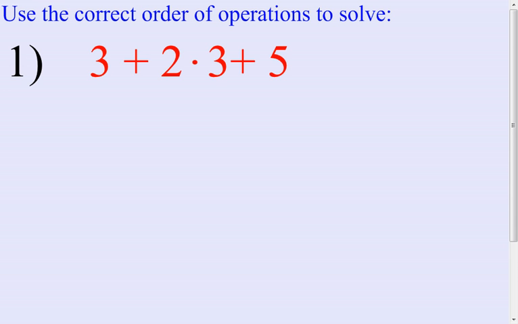This first one, if we go through our order of operations, parentheses, I don't have any. Exponents, I don't have any. So then I will look for if there's any multiplication or division, which of course I do here. 2 times 3 is a multiplication problem. So I would go 3 plus 6 plus 5. And I then need to add and subtract. So 3 plus 6 is 9, plus 5 we know is 14.